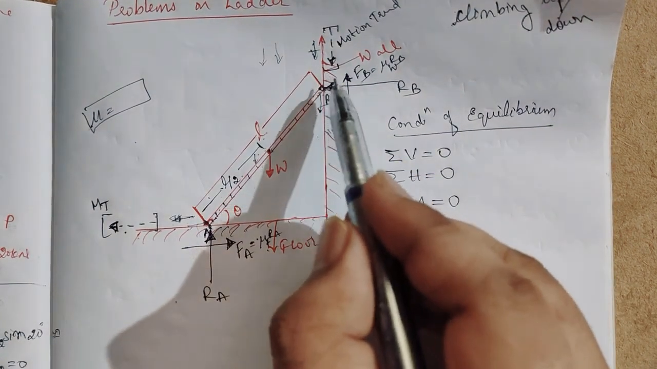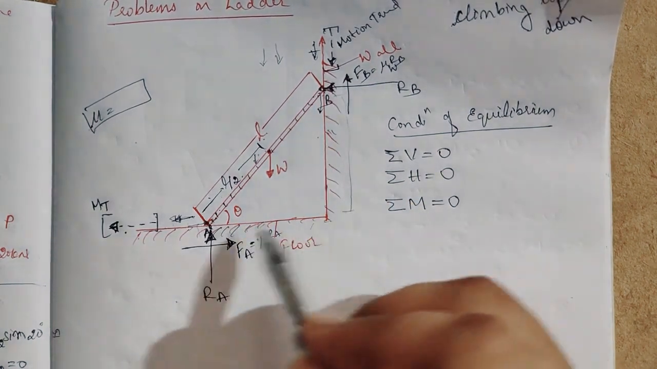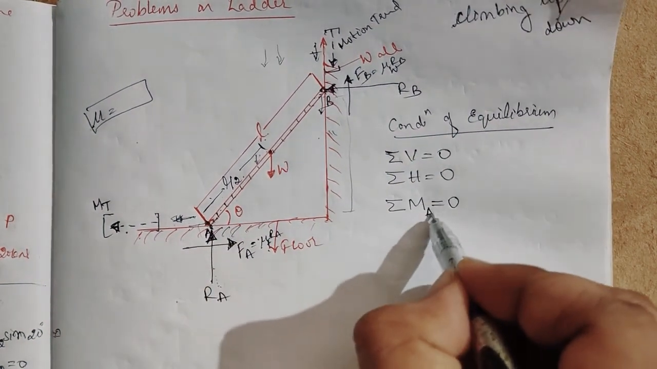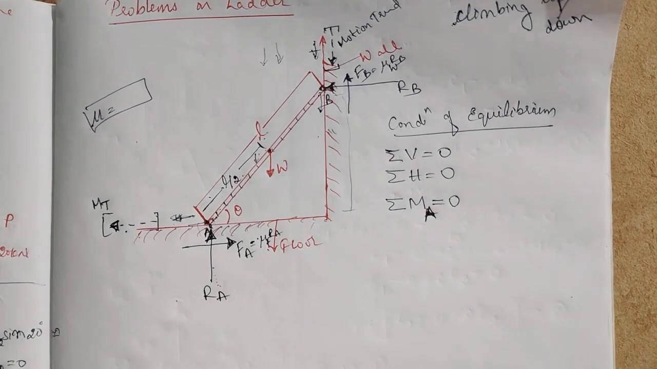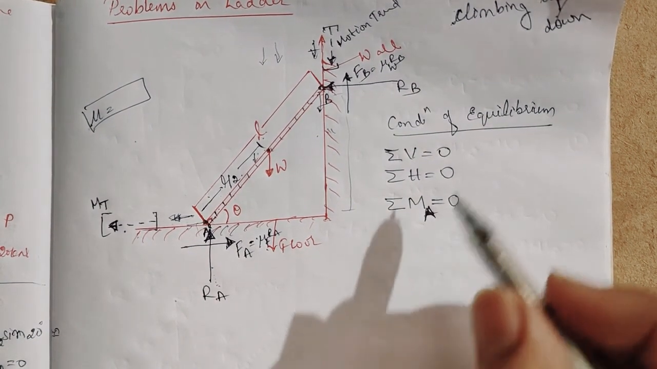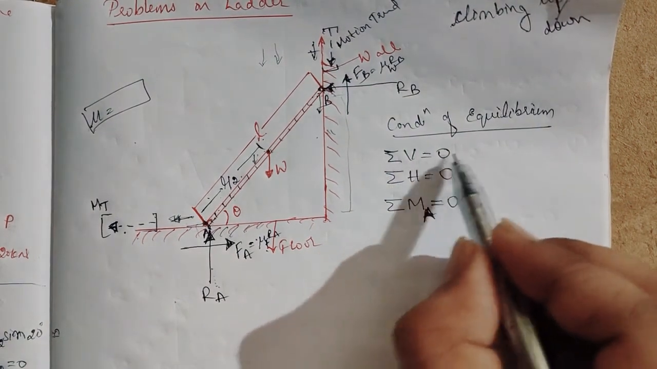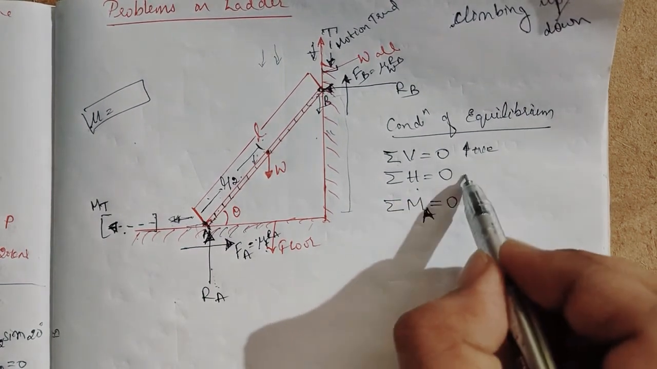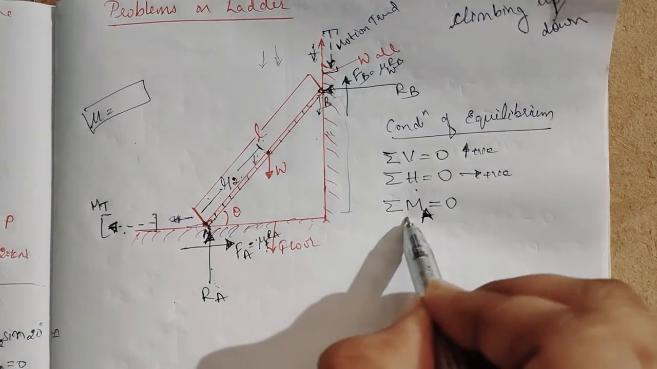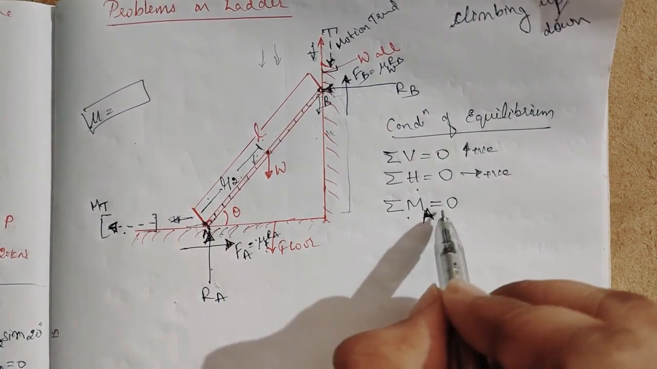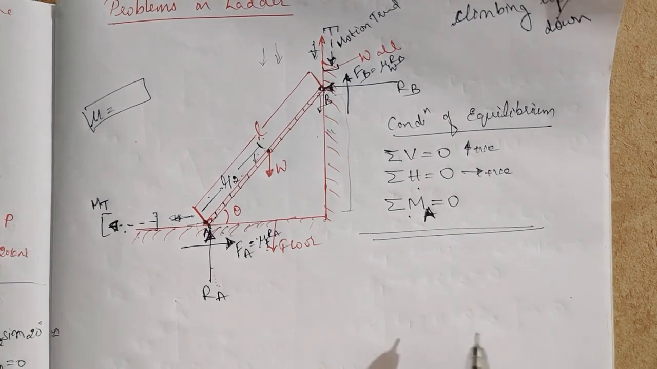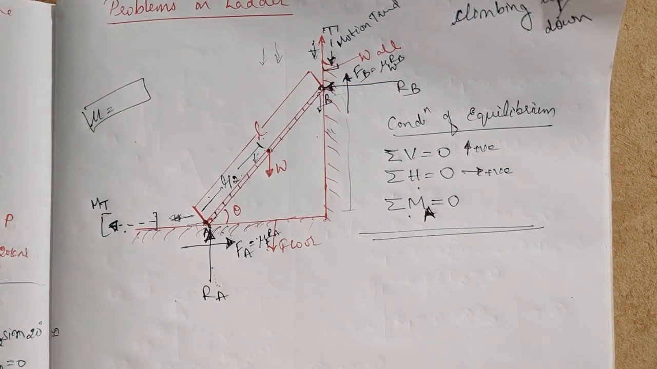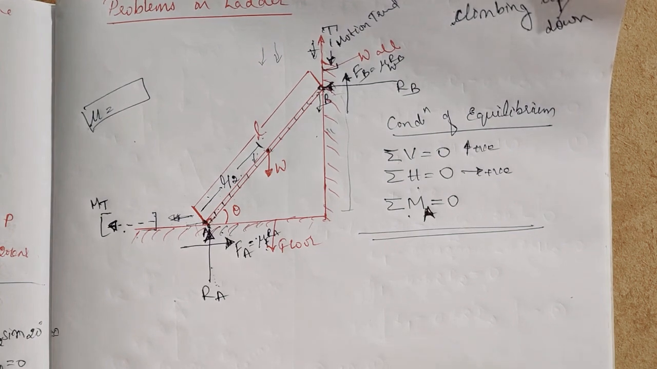Where does the moment apply? Here force is there and here is the length, therefore the moment will apply at A. So in brief, moment about A will be 0. What are the three conditions we need to apply? Summation of vertical force is equal to 0, taking upward as positive. Summation of all horizontal force is equal to 0, taking left to right as positive. And summation of moment about A should be 0. If we apply these three conditions, we will get the required force, or whatever they ask, if we assume the forces like this.